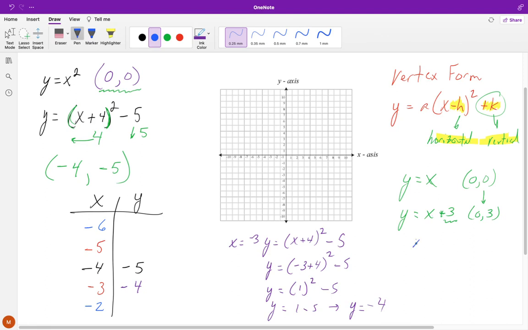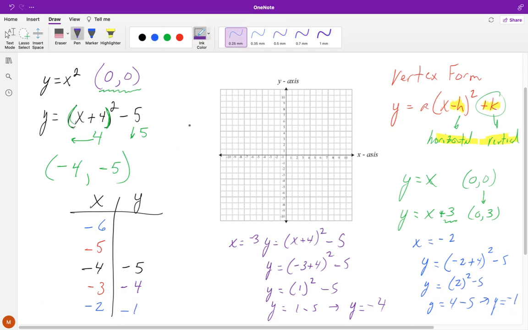Now I'm going to plug in when x is negative 2. So now we have y is equal to negative 2 plus 4 squared minus 5. Well, y is equal to 2 squared minus 5. Y is equal to 4 minus 5. Or y is equal to negative 1.